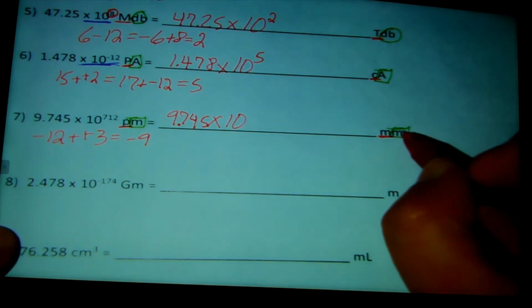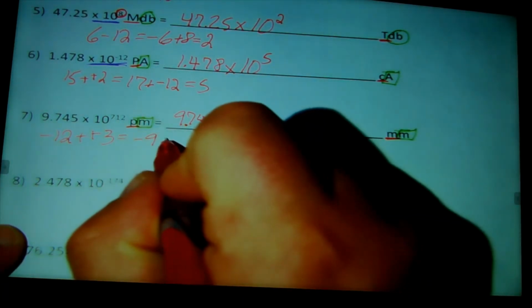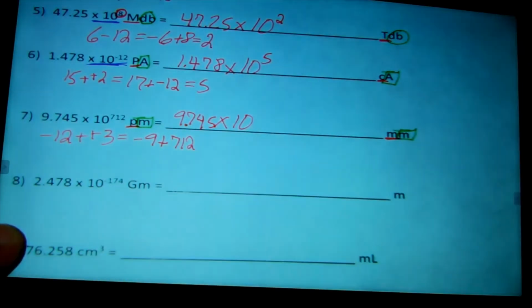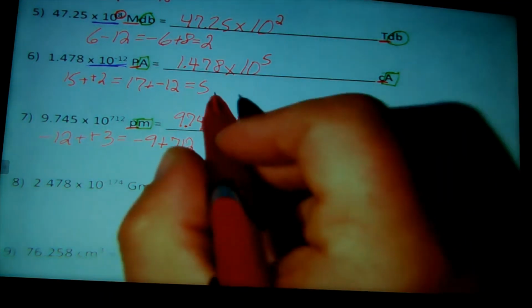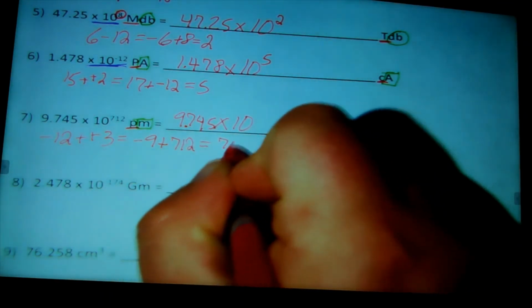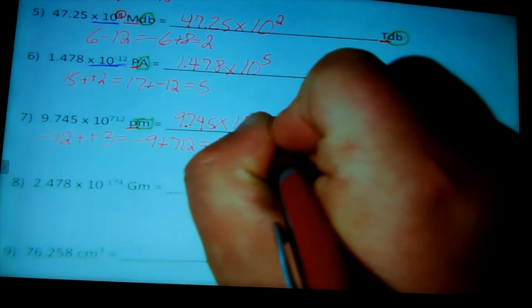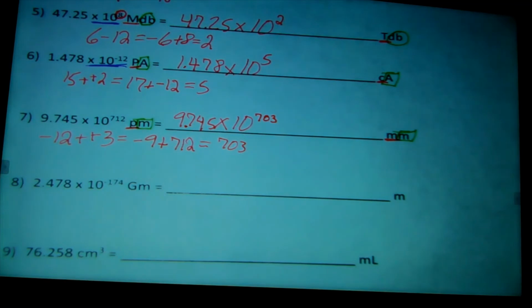No exponential value on the unit, so we don't have to multiply, but I did start with an exponential value of 712, so I have to add that. So negative 9 plus 712 will give us positive 703. So 9.745 times 10 to the 703rd power. Oh, baby.